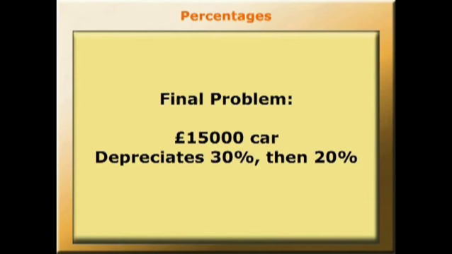In our final problem, we have a £15,000 car that's going to depreciate by 30% in the first year, and then depreciate a further 20% in the second year. We want to know the value of the car at the end of the second year. If we needed to know the second-hand value of the car at the end of each year, we would need several calculations. But if we only need to know the value at the end of the period, we can reduce the amount of calculation by multiplying the scale factors for each year, then using that as the reduction in value.